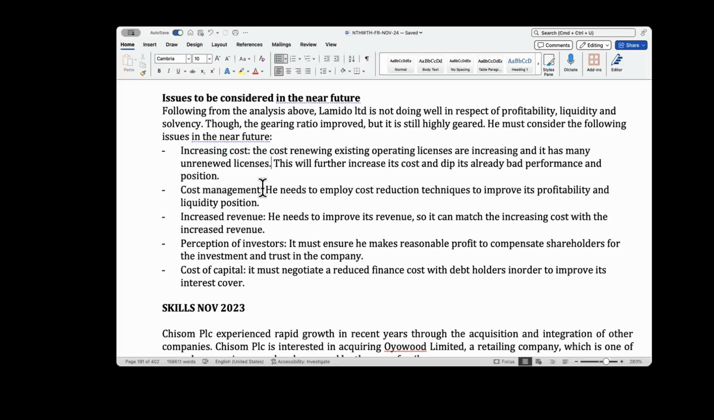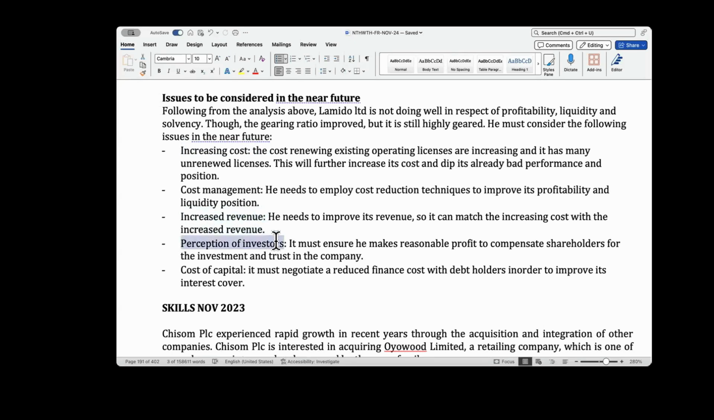I went to cost management. I said it needs to employ cost reduction techniques to improve its profitability and liquidity position. I said it needs to increase its revenue. It needs to improve revenue so it can match the increasing cost with the increased revenue, because there's nothing it can do about these licenses. It has to renew it. So you just need to increase its revenue.